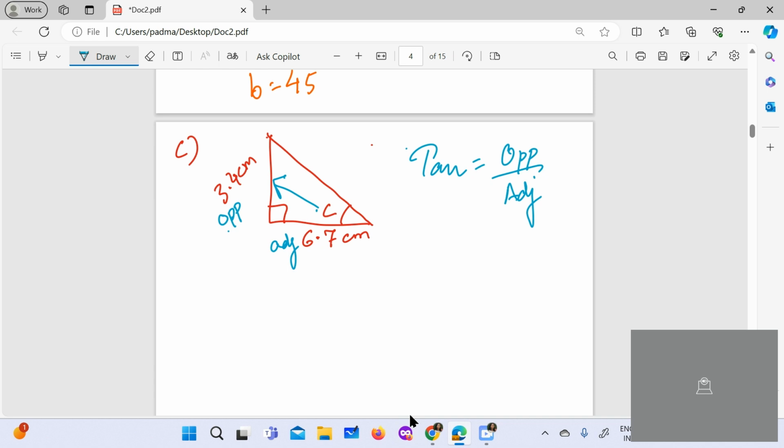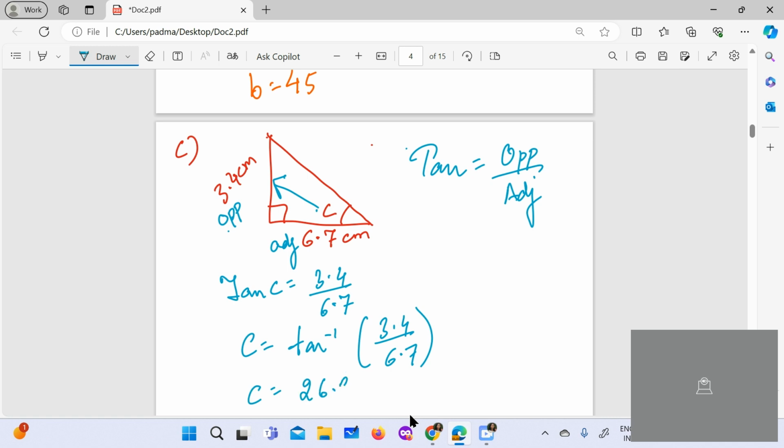Now we can plug in all the values. So tan C is equal to 3.4 over 6.7. So you can write this as C is equal to tan inverse 3.4 over 6.7. And then just put all these values, this tan inverse and then in bracket 3.4 over 6.7, in your scientific calculator, and then you will get this value, 26.9 degrees. So I hope finding three sides and then these three angles is clear to everyone.